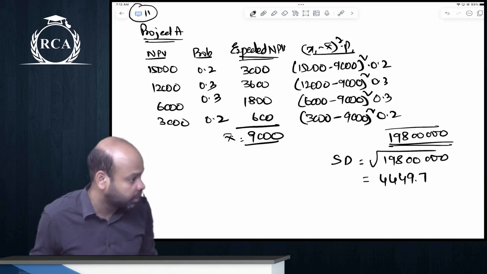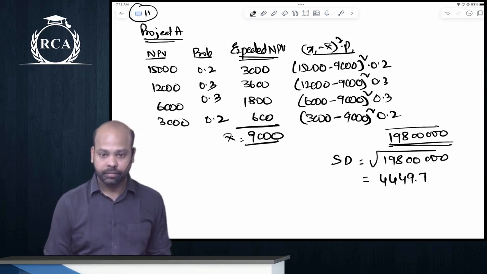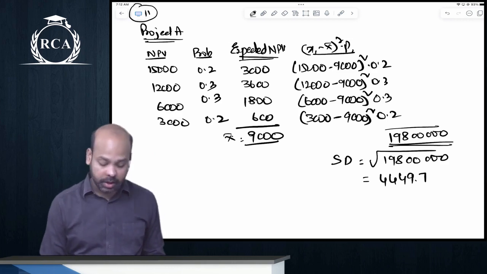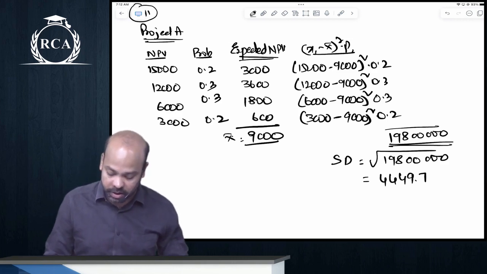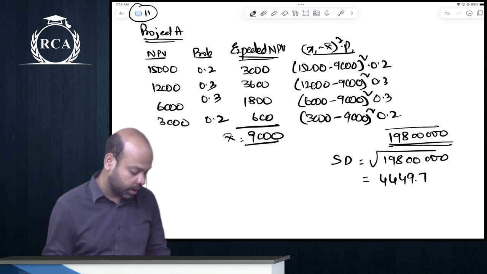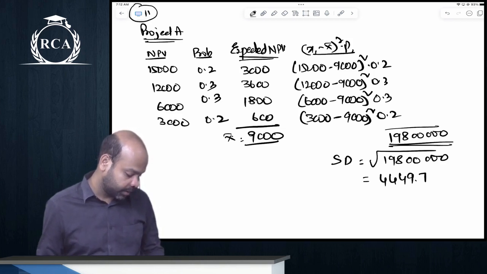Everyone got this answer? First project ka beta expected NPV is 9,000, guys. Standard deviation is 4,449.7.